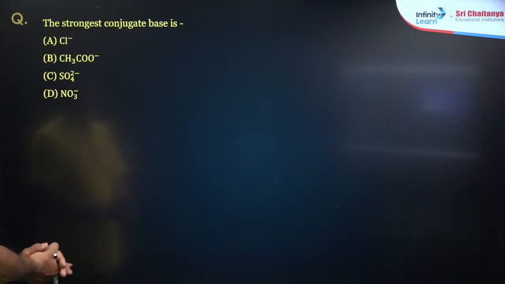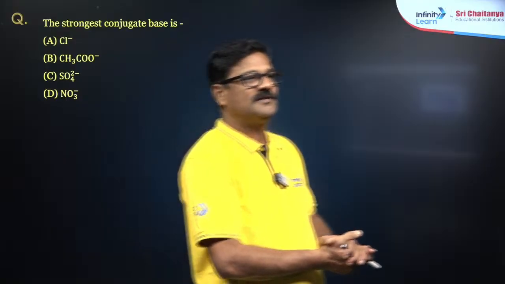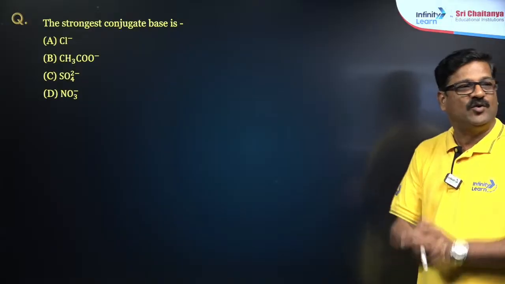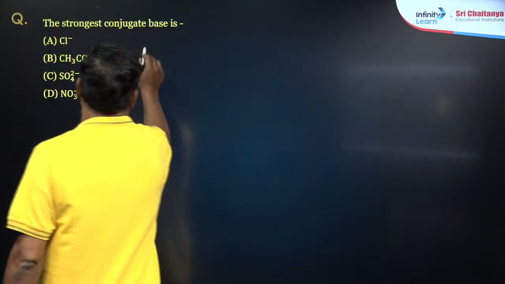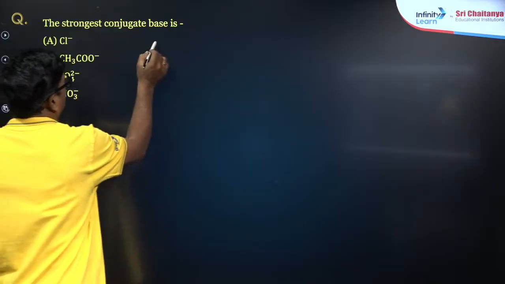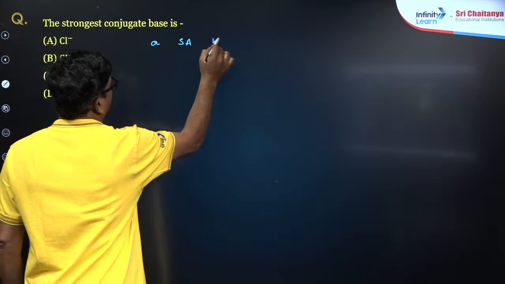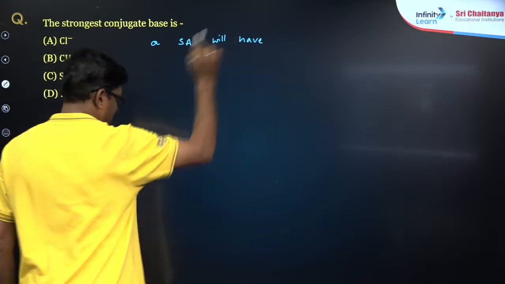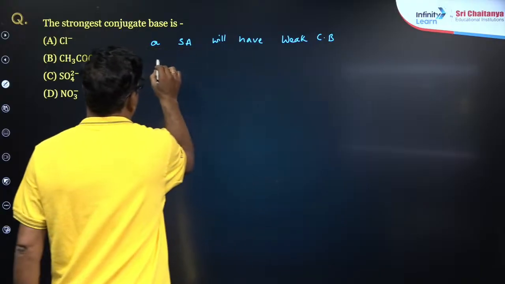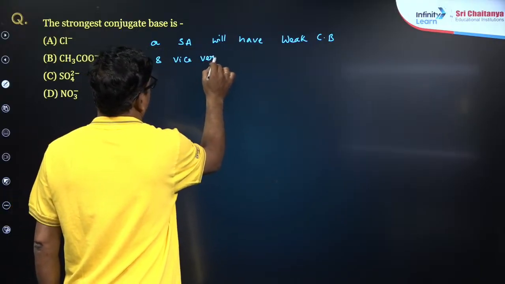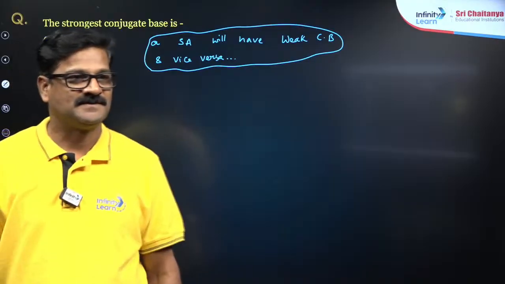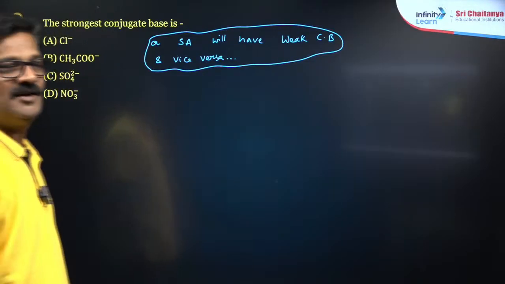Now a question: the strongest conjugate base is, what is the logic behind that? A golden trick I want to give you guys. A strong acid will have a weak conjugate base, and vice versa. And this is the golden rule for this.